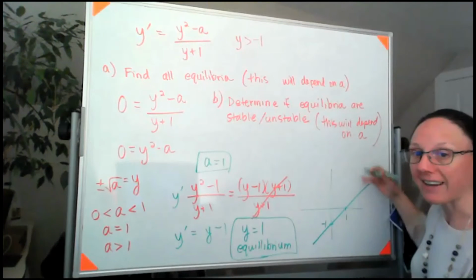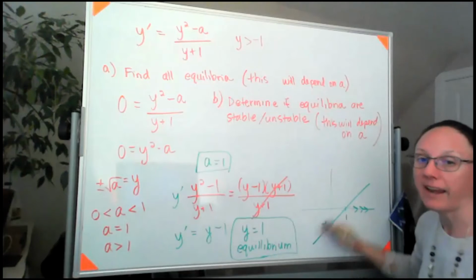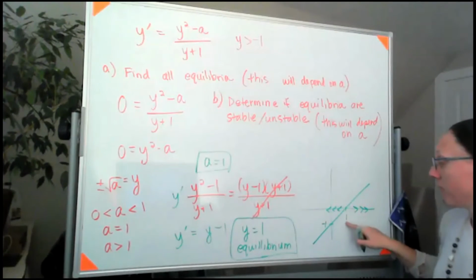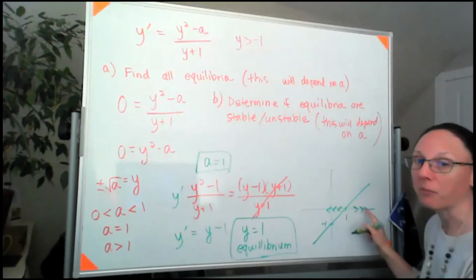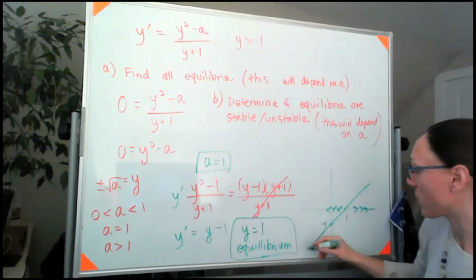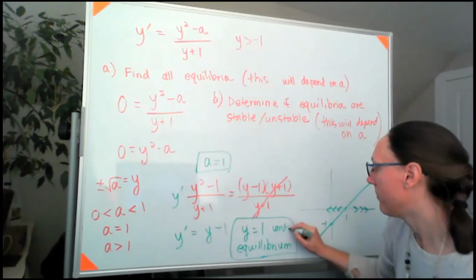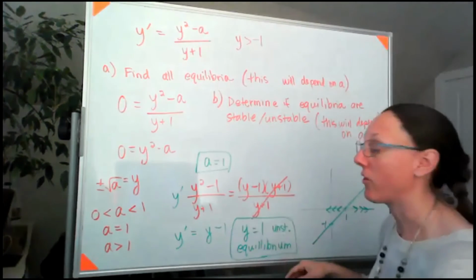Everywhere above the axis, I know my arrows should move to the right in terms of that phase plot, and everywhere below the axis, my arrows should move to the left. So for 1, that's an unstable equilibrium because all the arrows are kind of running away from it. So y equals 1 is an unstable equilibrium. Now let's look at the other cases.